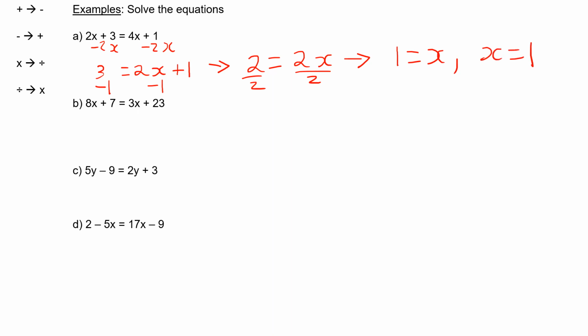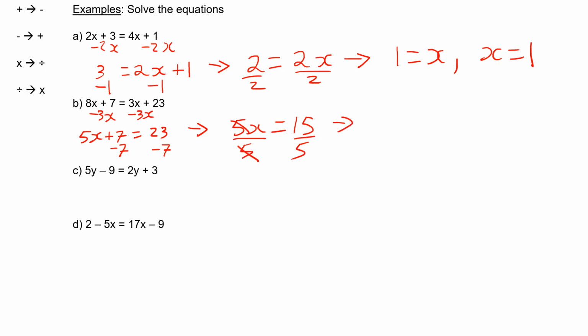In question B, there are more x's on the left-hand side, so I'm going to subtract 3x from both sides. This gives me 5x plus 7 is equal to 23. I'm then going to subtract 7 from both sides. This will leave me with 5x is equal to 23 take away 7, which is 16. And I'm then going to divide both sides by 5, which will leave me with a final answer of x equal 3.